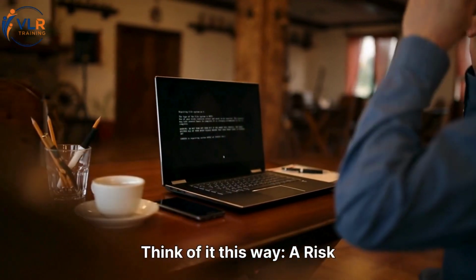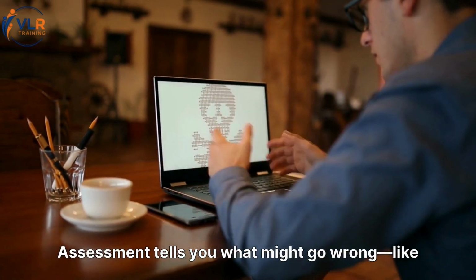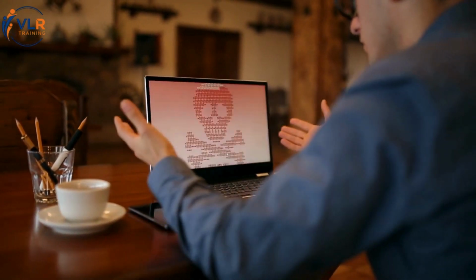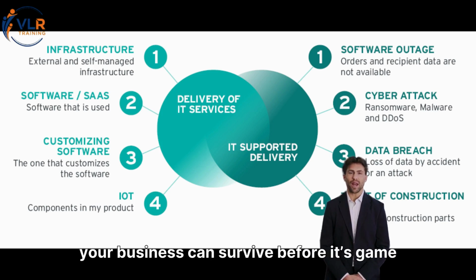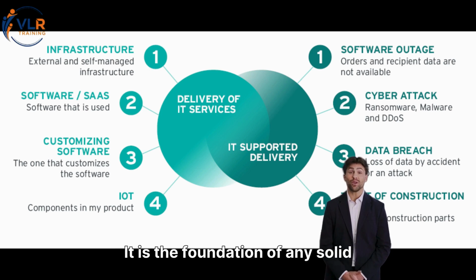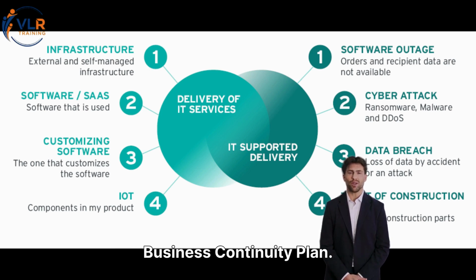Think of it this way. A risk assessment tells you what might go wrong, like a ransomware attack. But a BIA tells you how much it's going to hurt and how long your business can survive before it's game over. It is the foundation of any solid business continuity plan.